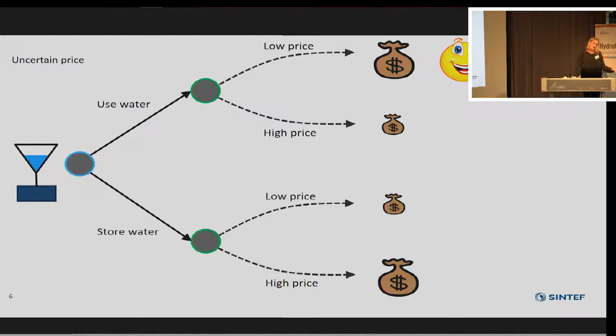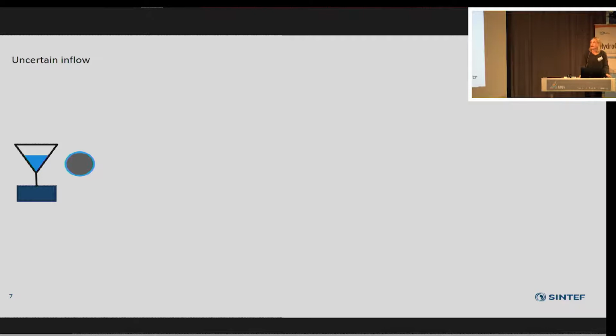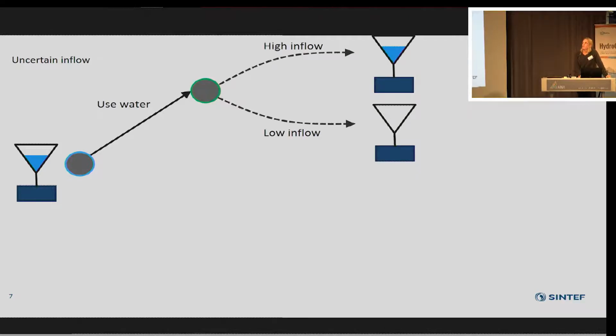And similarly, I can store it, but then if I store it and I get a low price, then that's not going to give me that much value. And if I store it and have a high price, then I'm very happy. But then I also have to consider my reservoir level.